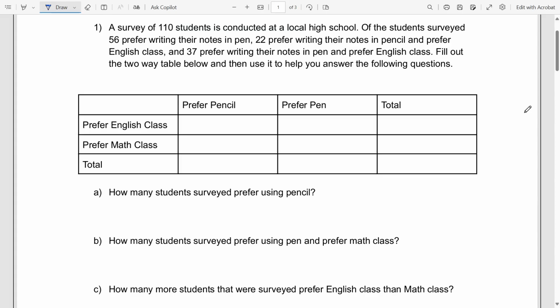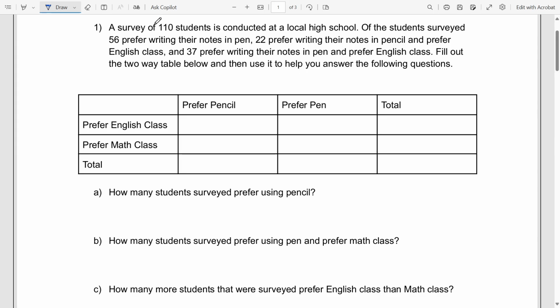In this video, we're going to start looking at two-way tables. Let's start into question 1. It reads, a survey of 110 students is conducted at a local high school. Of the students surveyed, 56 prefer writing their notes in pen, 22 prefer writing their notes in pencil and prefer English class, and then 37 prefer writing their notes in pen and prefer English class. Fill out the two-way table below and then use it to help you answer the following questions.